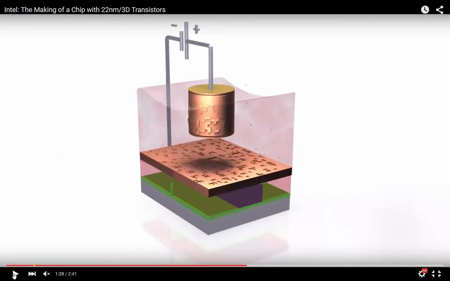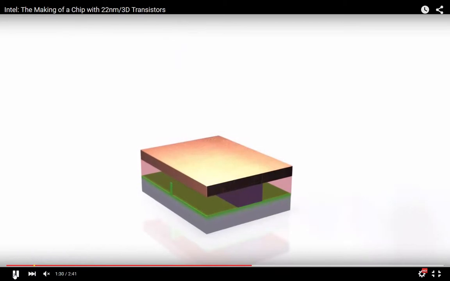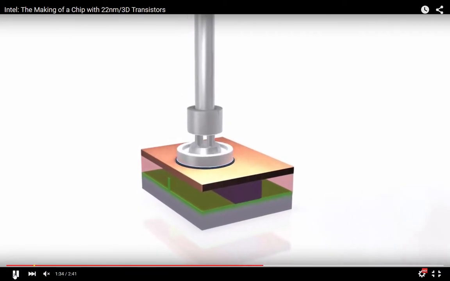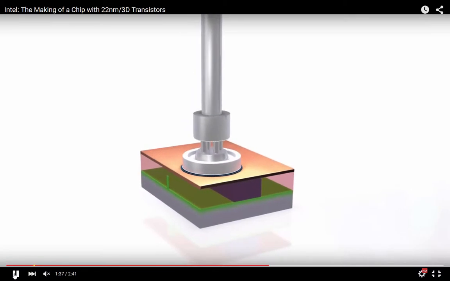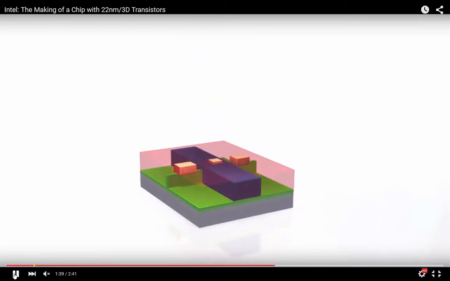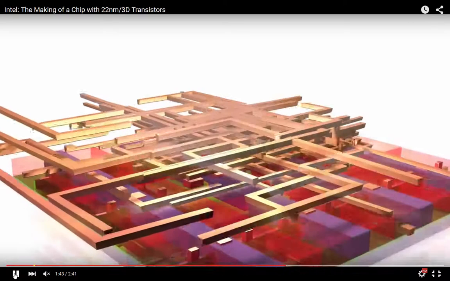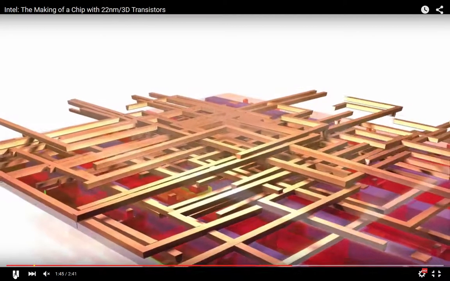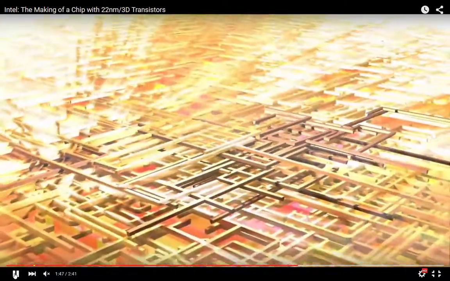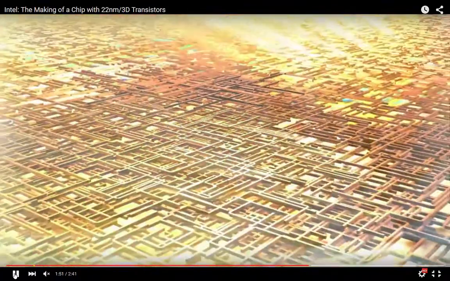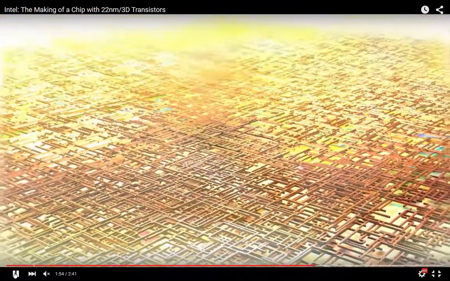Here we have electroplating going on. This is where the metal is deposited. And after that, they put it into a solution. And then they polish the whole thing up so that the underlying wires are exposed. There may actually be up to 30 different layers of wiring on these individual chips.